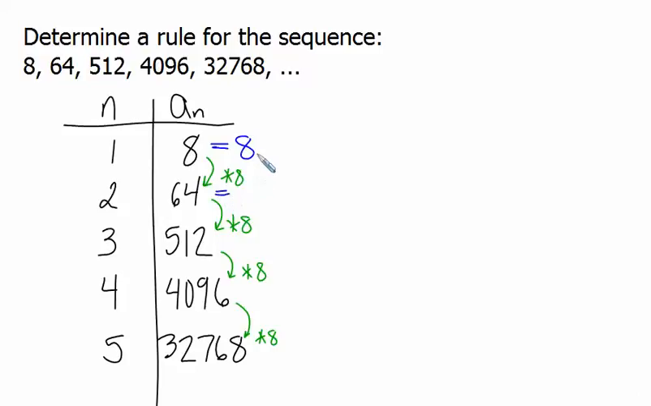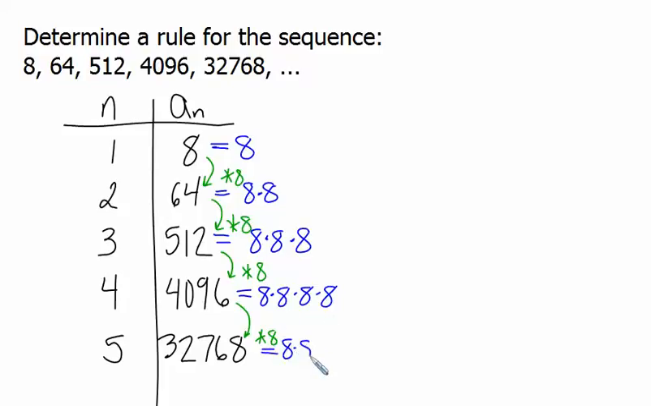For 64 then, we took that 8 and we multiplied it by 8. For 512, we took what we had and we multiplied by another 8. Take what we have, multiply by another 8. So there's going to be 4 of them multiplied together for 4,096. And for 32,768, we'll take what we had and we throw another 8 into the mix.